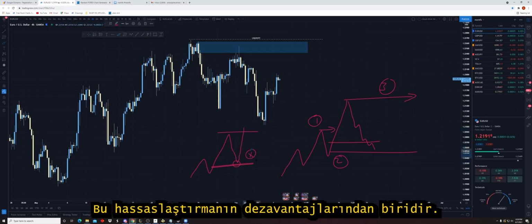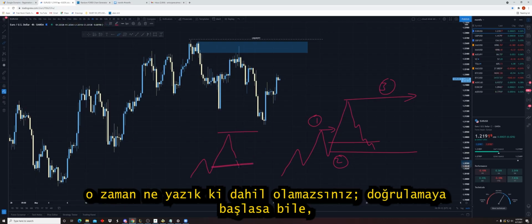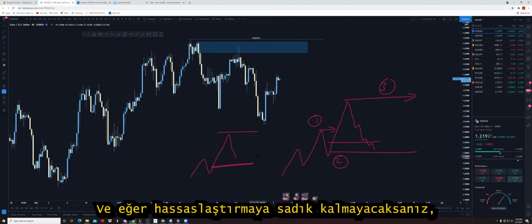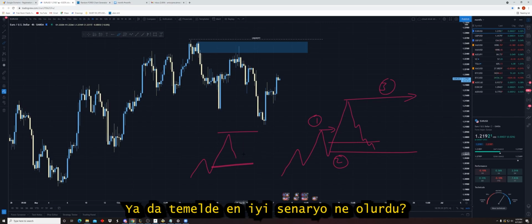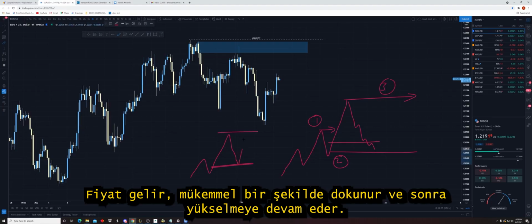You'll miss out on your trade. That's one of the downsides of refinement. If price goes down and through it and doesn't give you any confirmation, then sadly you cannot get involved even if it begins to confirm it, because you have the refinement done. And what's the point of refining something if you're not going to stick to the refinement? Or what would be basically the best case scenario: price comes in, taps it perfectly, and then continues higher.